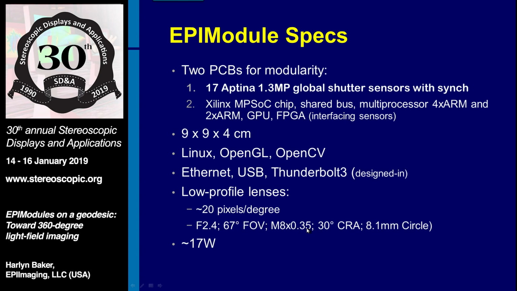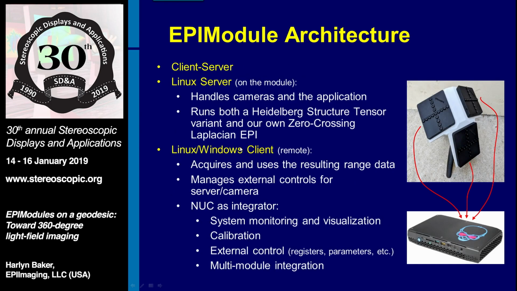There's an M8 by 0.35 thread, quite tiny, 67-degree field of view. They're designed sort of to have a pretty steep chief ray angle, which is kind of nice. A good coverage. The sensor is about 6, so that's plenty of coverage. And the module runs at about 17 watts. So a little light bulb. Here's what it looks like.